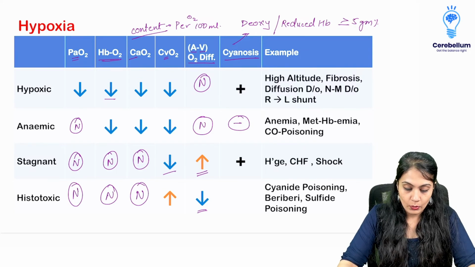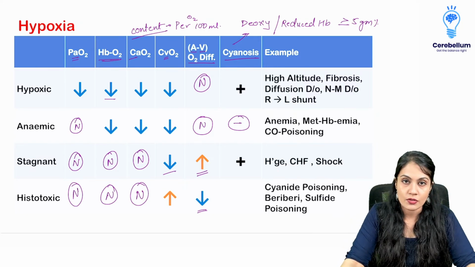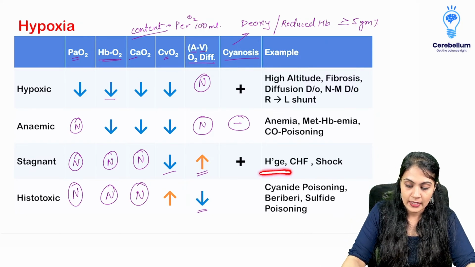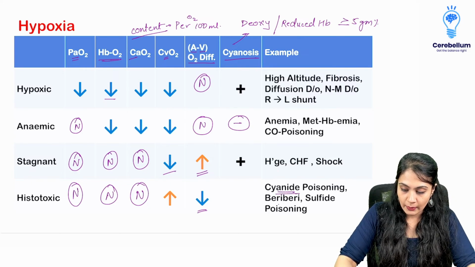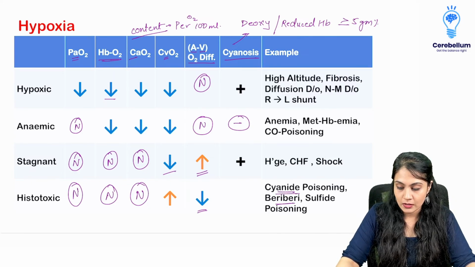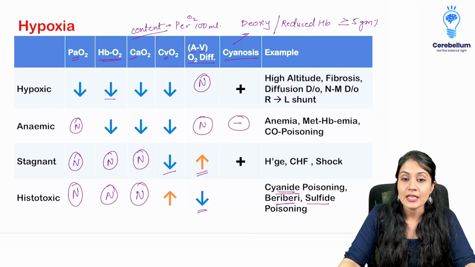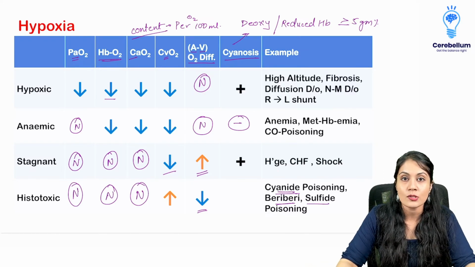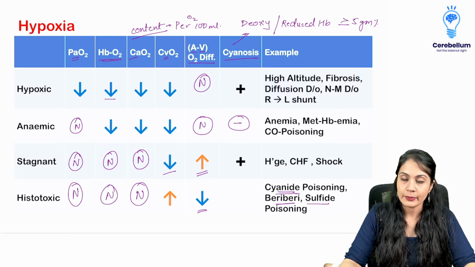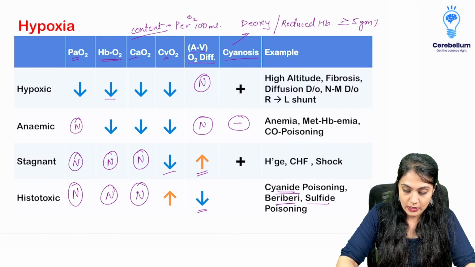All right. Now, what are the causes of stagnant hypoxia? Hemorrhage, CHF, and shock. That is congestive heart failure. Now, what about histotoxic? Cyanide poisoning, beriberi, that is vitamin B deficiency, or sulfide poisoning. All these are causes of the histotoxic hypoxia, which are going to hamper the enzymes which can utilize the oxygen and make the ATPs. They are hampered, so histotoxic, right? The tissue is suffering from the toxicity.